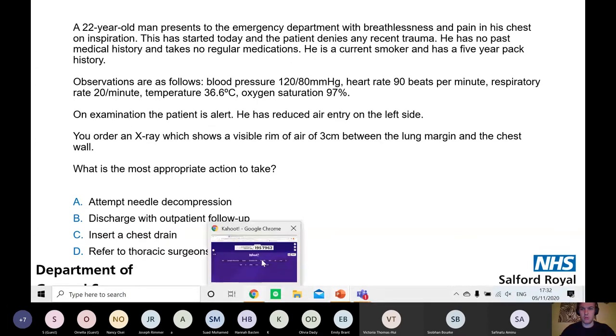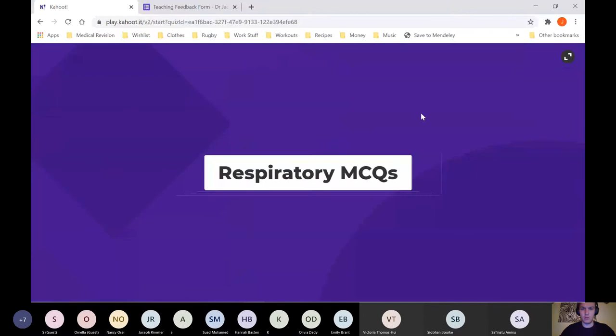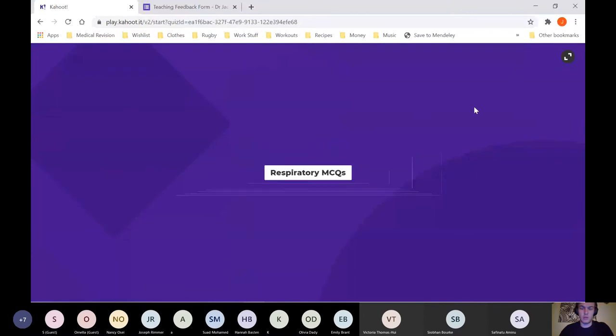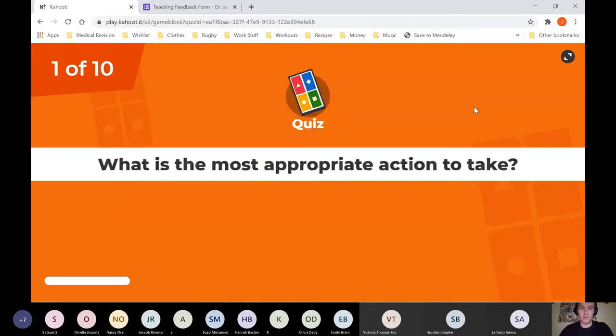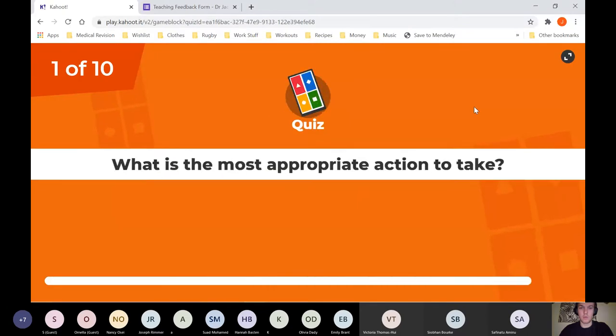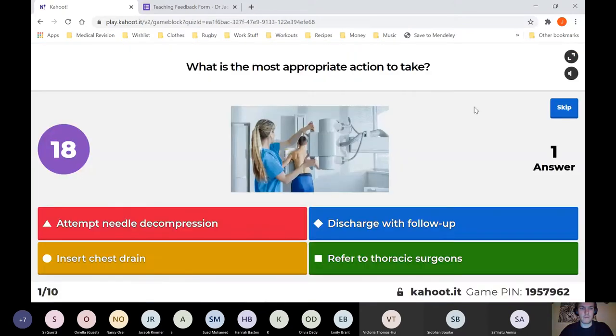Kahoot again. We're going to start this. 2, 1. So bearing that question in mind, what's the most appropriate action to take?